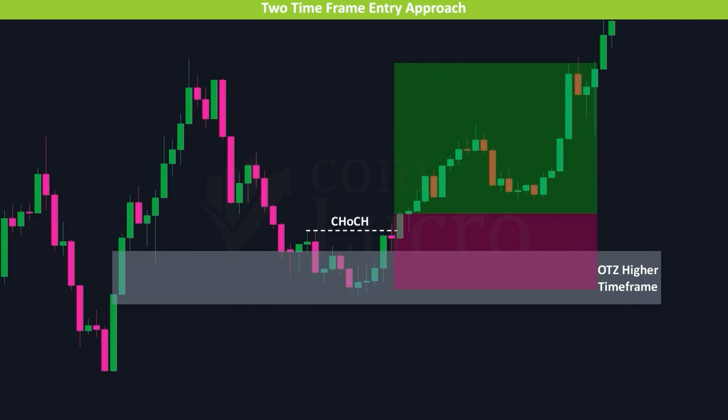Combining optimal trade entry with additional price action techniques such as fair value gaps, liquidity concepts, chart patterns, candlestick structures, or any other entry confirmations you use can create a robust and well-structured trading strategy.